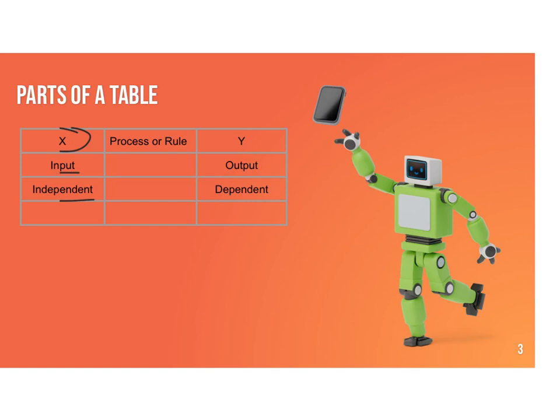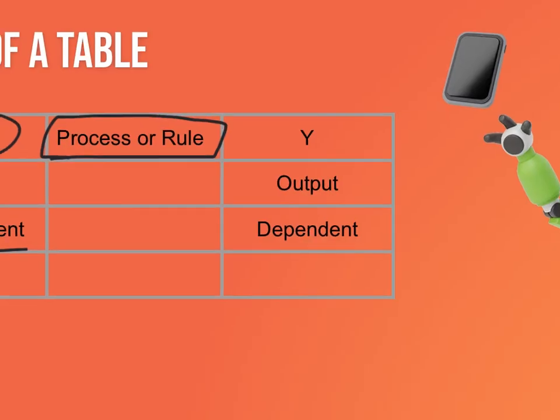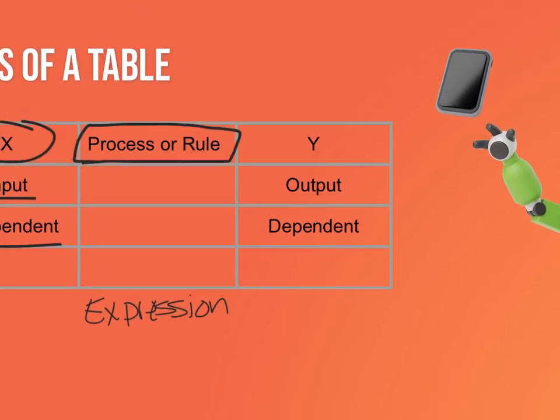The next part that we have is our process or rule. Now, this is not always drawn or given to you. This space right here for your process or rule is not always given to you. They are going to be given to you right here in the beginning because it's an important part of the table, but a lot of times they don't show that part, okay? So the process or your rule would go there, also known as an expression as well, and we'll talk about that in a little bit.